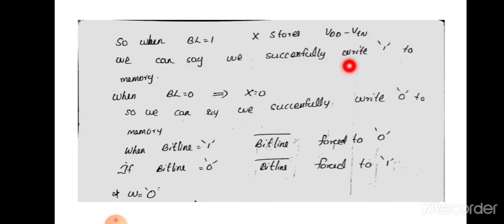We can say we successfully write 1 to the memory. When bit line equal to 0, X is equal to 0. So we can say that we write successfully 0 to the memory. Another point you have to notice is that when bit line equal to 1, bit line bar is forced to 0 because it is BL and BL bar. If bit line equal to 0, then bit line bar is forced to 1.